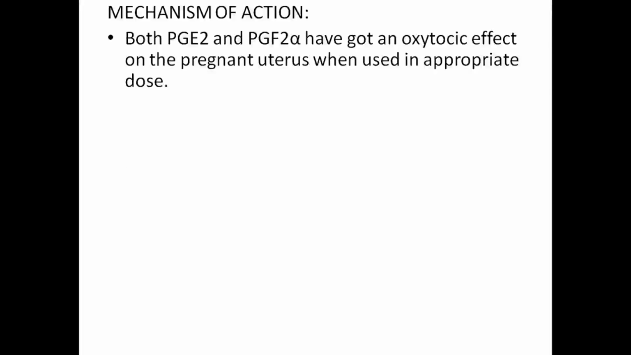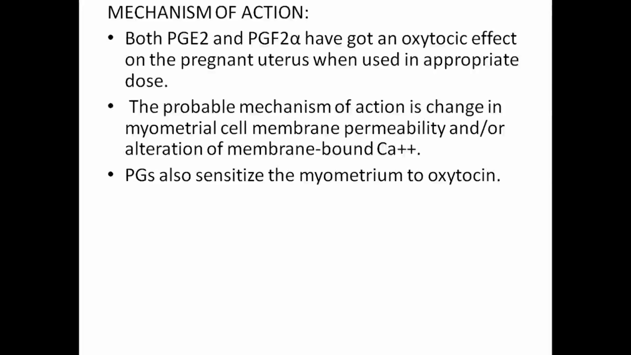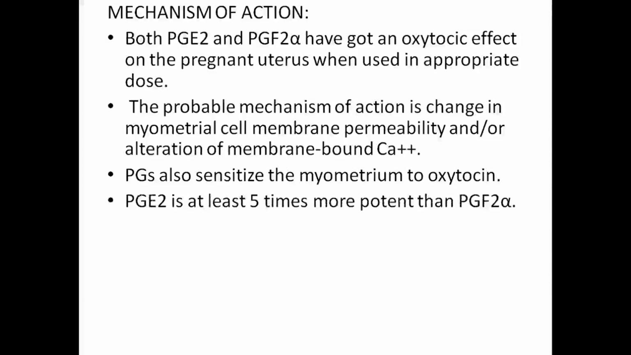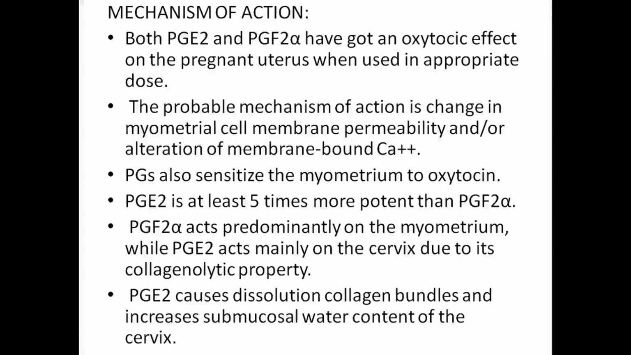Mechanism of action: both PGE2 and PGF2 alpha have an oxytocic effect on the pregnant uterus when used in appropriate doses. The probable mechanism of action is a change in myometrial cell membrane permeability and/or acceleration of membrane-bound calcium. Prostaglandin also sensitizes the myometrium to oxytocin. PGE2 is at least 5 times more potent than PGF2 alpha. PGF2 alpha acts predominantly on the myometrium, whereas PGE2 acts mainly on the cervix due to its collagenolytic property. PGE2 causes dissolution of collagen bundles and increased submucosal water content of the cervix.